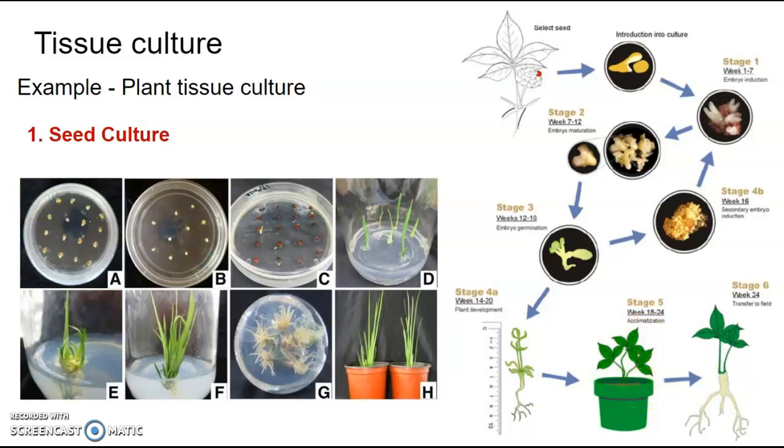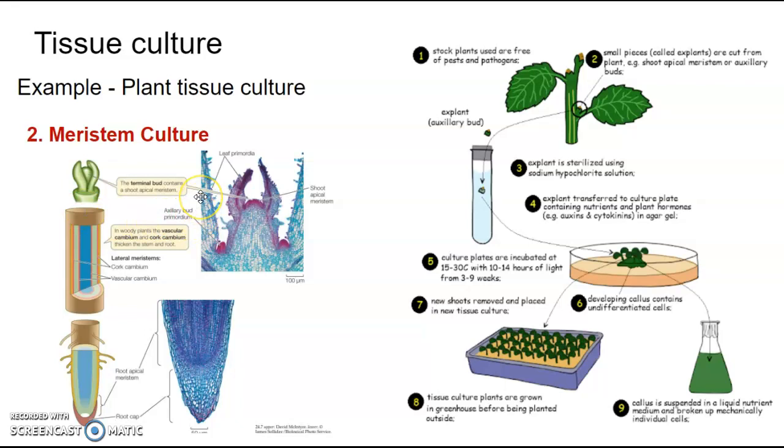field. Another method of plant tissue culture is meristem culture, in which a small piece from the shoot apical meristem is obtained, sterilized, and transferred to a culture. The resulting clump of cells called callus is then broken up into individual cells, and it will grow into different sets of plants.